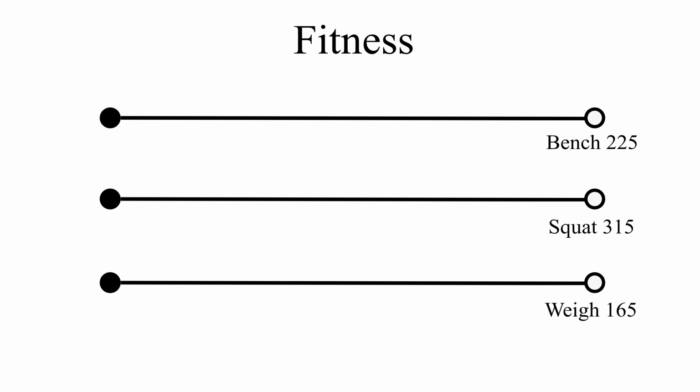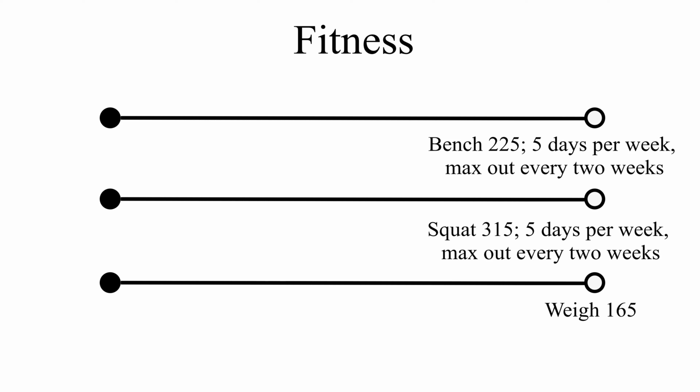The first thing we do is make it specific. Saying to lift more and gain more weight isn't really anything we can achieve. How is that measured? What is the victory condition? So let's say we want to bench 225, squat 315, and weigh 165 pounds. We've made it more specific, and it's actually achievable at this point.